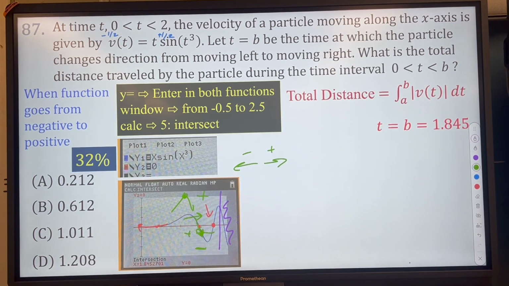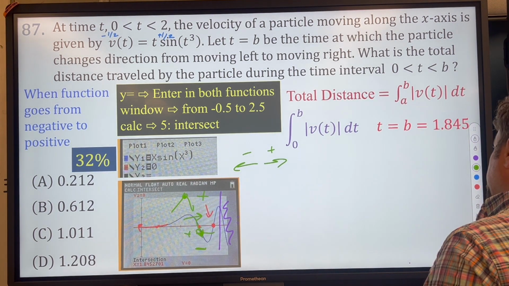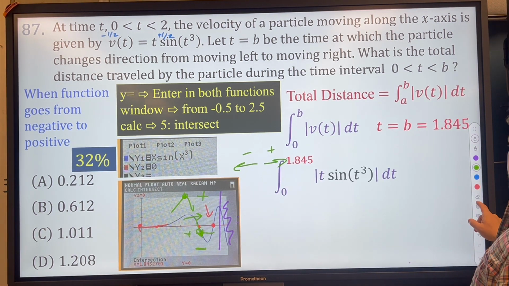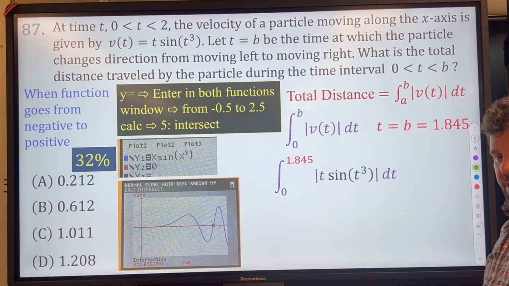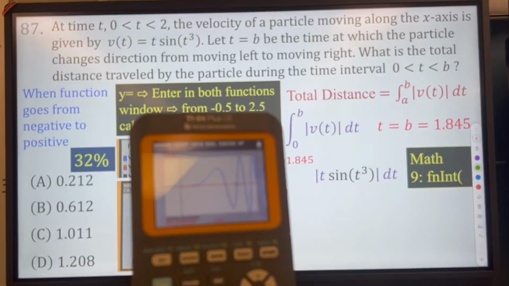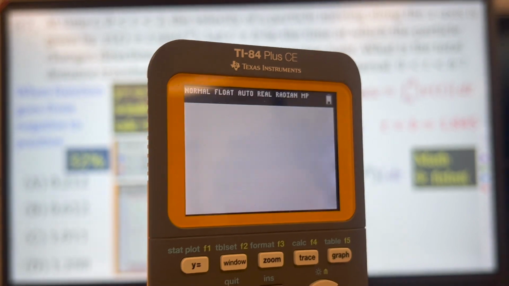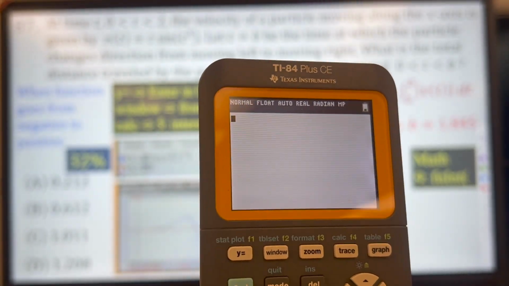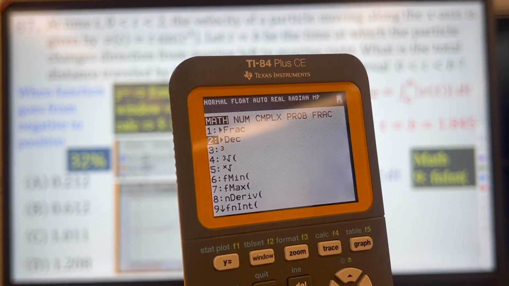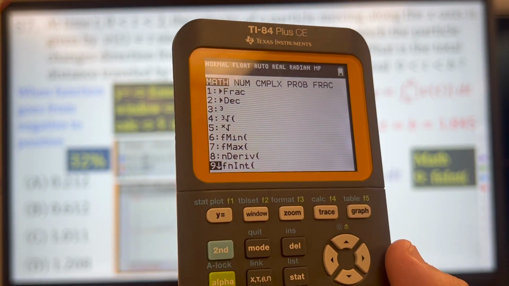Now, what this means is we want the total distance and the absolute value. So we have to do an integration. When we do an integration, we just found out what b is. So there's a second part to this. Now I'm going to hit clear, get back to here. I'm going to hit the math button, go down to number 9, hit enter.